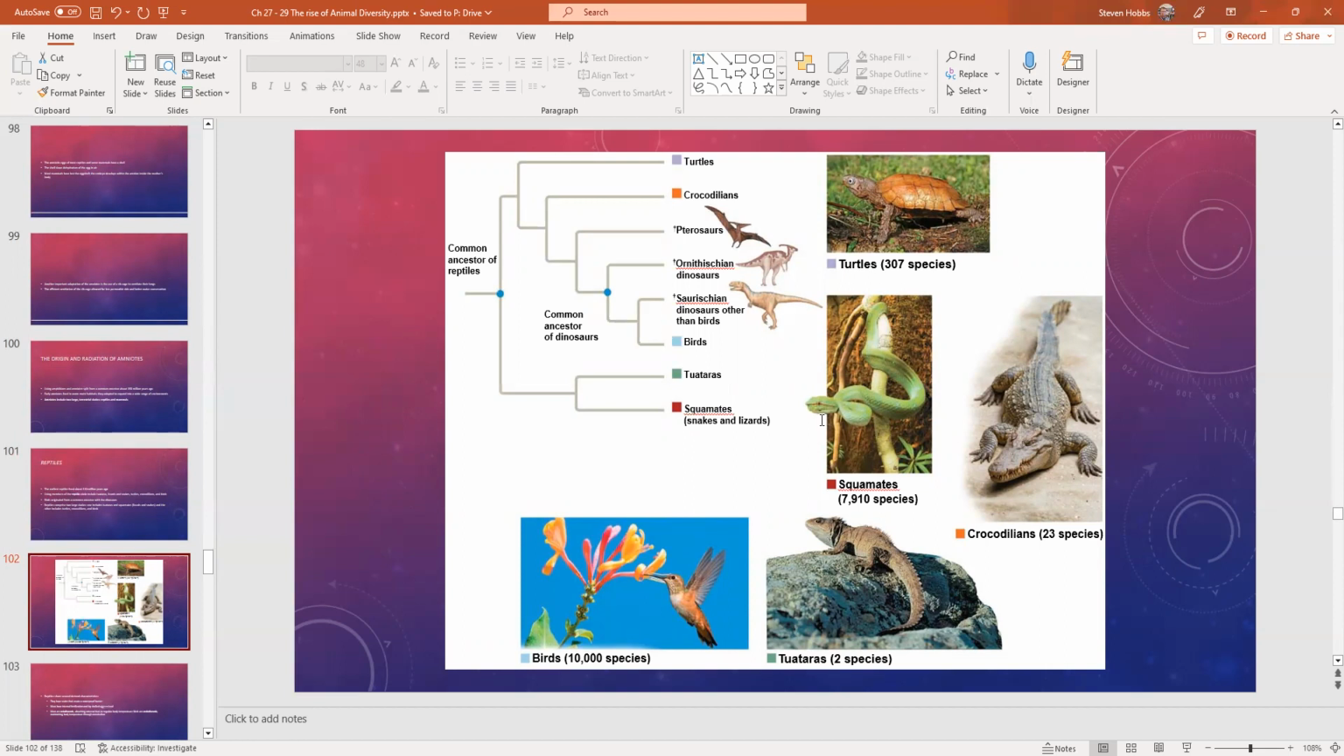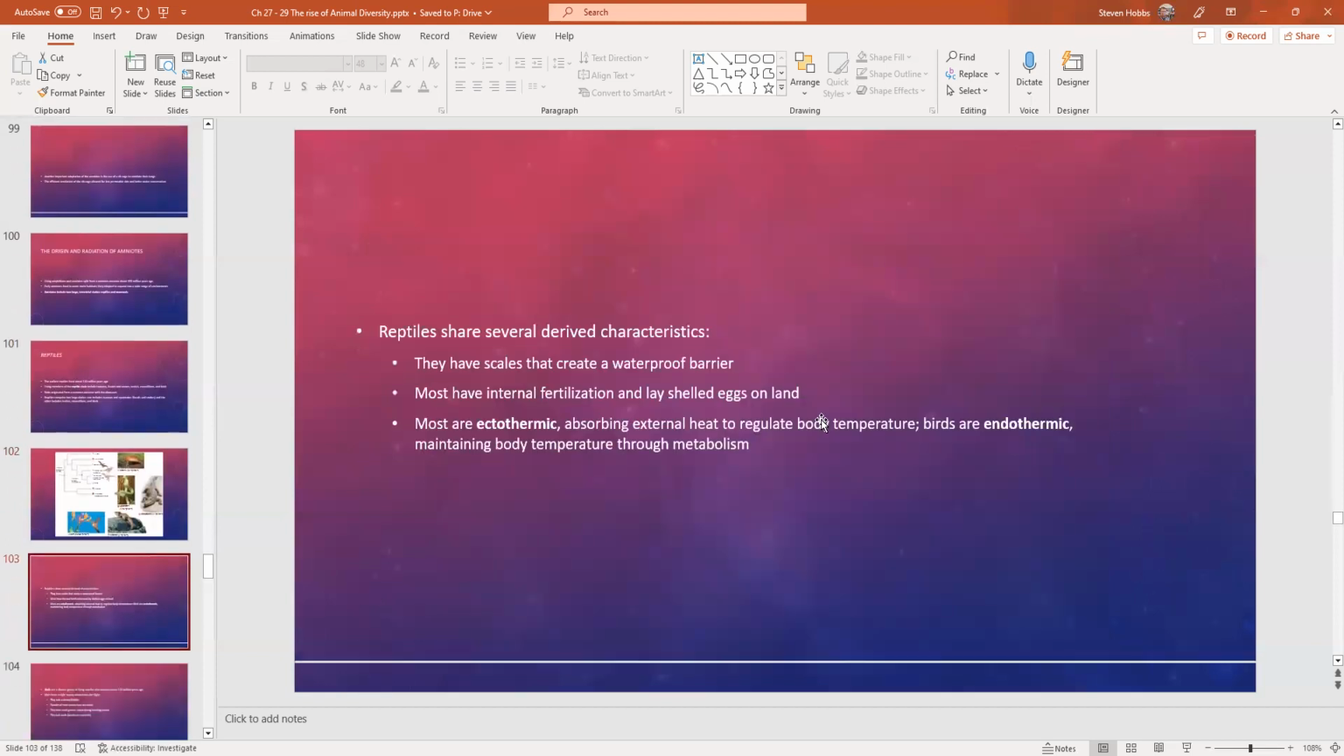But the ornithischians and the saurischians gave rise to the dinosaurs. Those are the types of dinosaurs. The saurischians gave rise to the birds, and the birds survived the extinction. So did the tuatarans and squamates, the snakes and the lizards. So reptiles have some shared derived characteristics, such as the scales that waterproofed the skin, which means they didn't dry out. They have internal fertilization and lay a shelled egg. Most are ectothermic, which means they absorb heat from the outside, which means they're very efficient. Unfortunately, they have to work at regulating their body temperature so they can stay active.